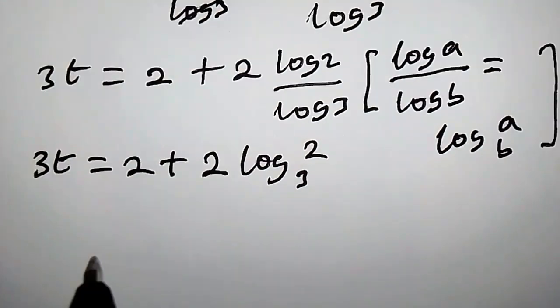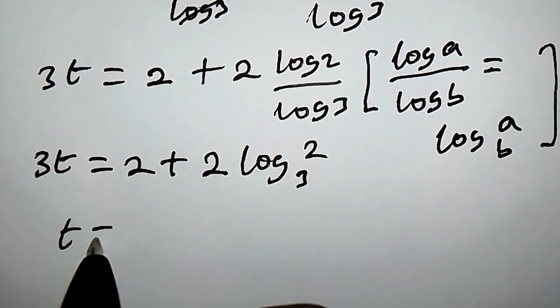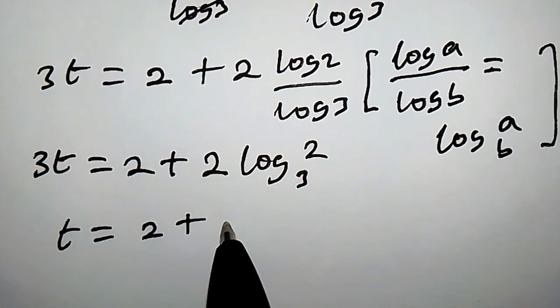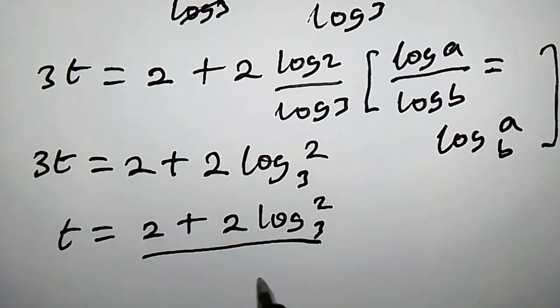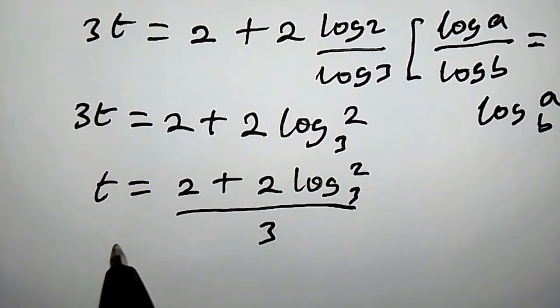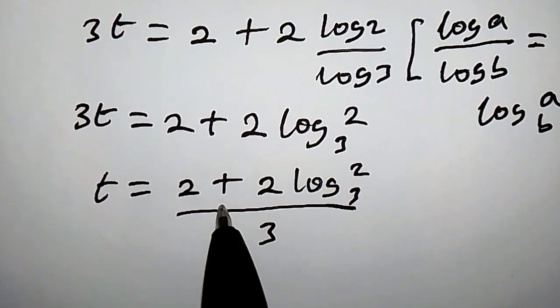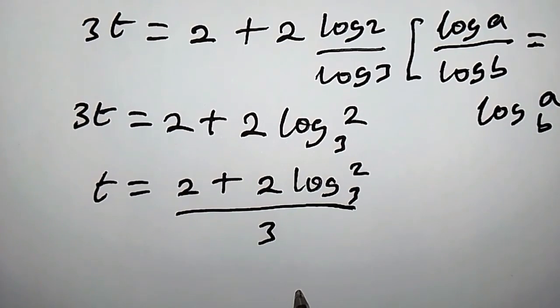Let's continue. Now let us divide both sides by 3. Doing that, we have t equal to 2 plus 2 log 2 base 3 divided by 3. This is the value of t. For this Olympiad math question, t is equal to 2 plus 2 log 2 base 3 divided by 3. But let us verify if this answer is actually correct.